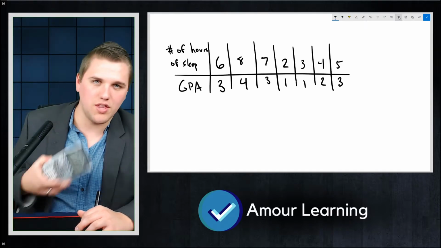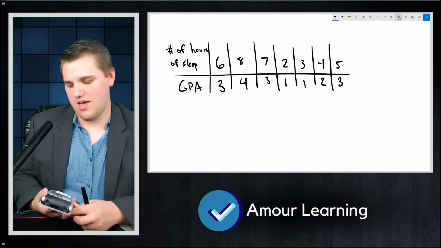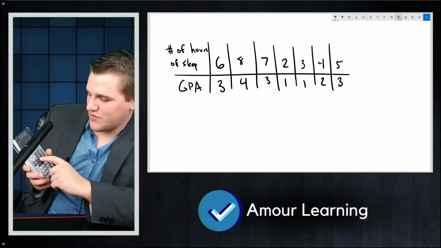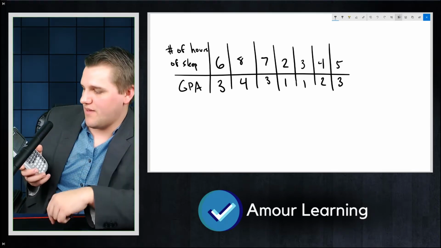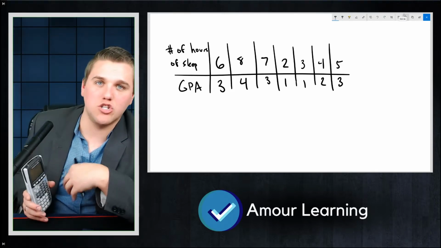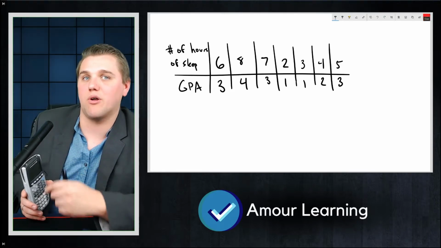Now, what do we do with this guy? Well, pretty much every problem is going to be the same in terms of what we do. We're always going to hit the stat button, and we are going to hit enter. And now we're going to be brought to our lists. This is where we can input our data.